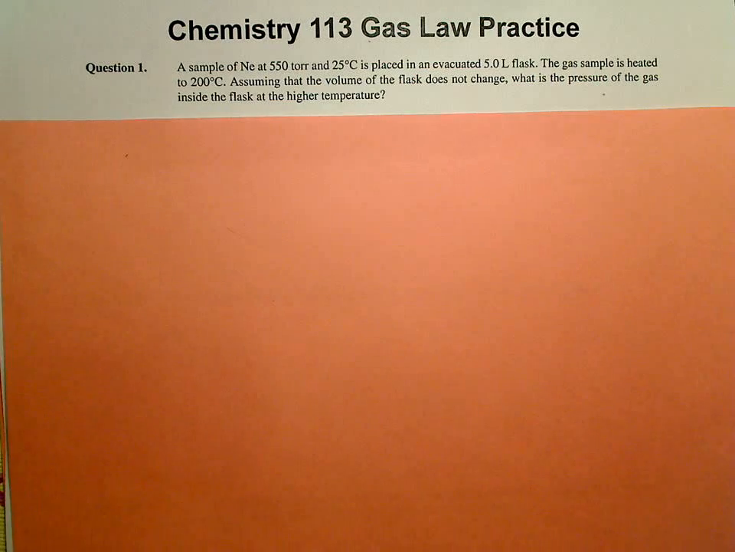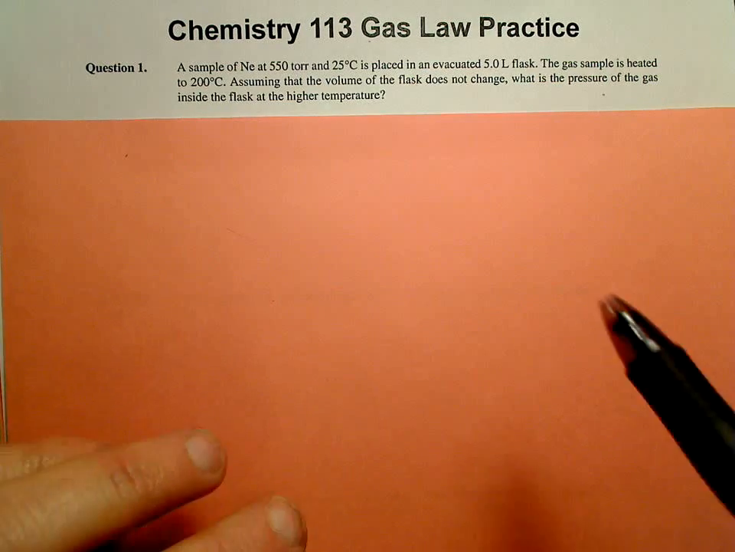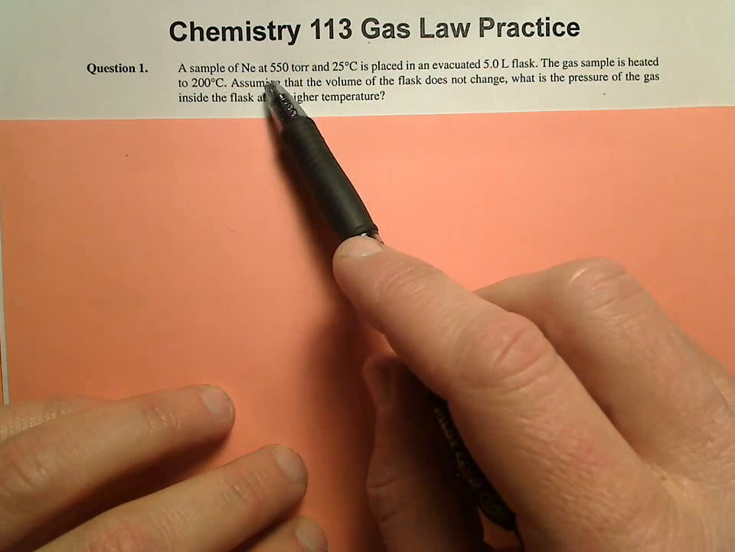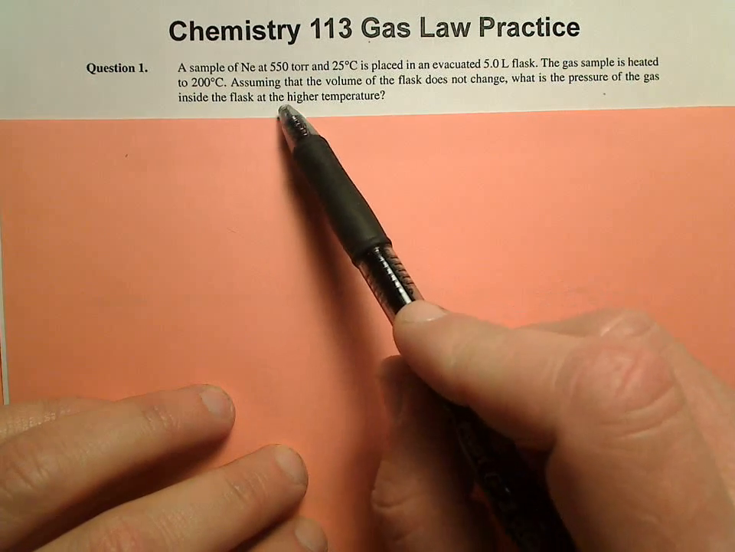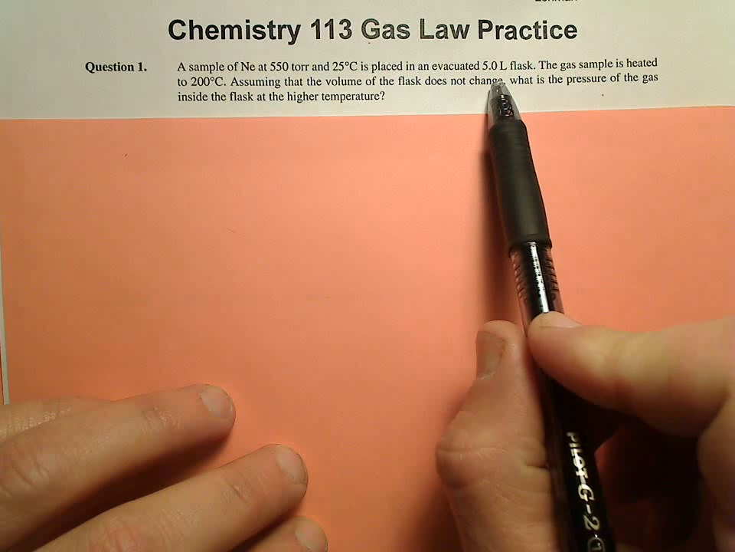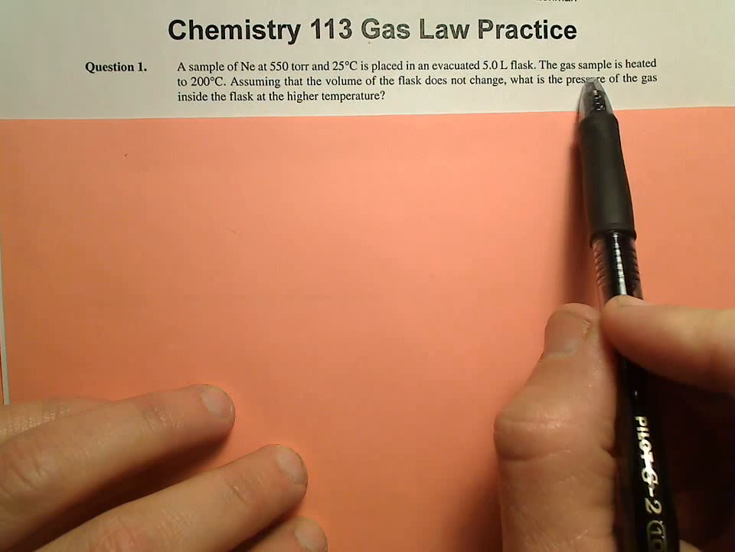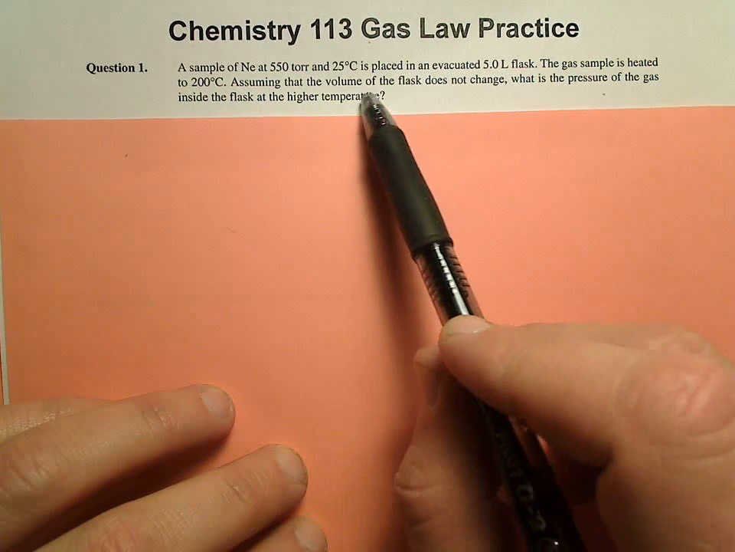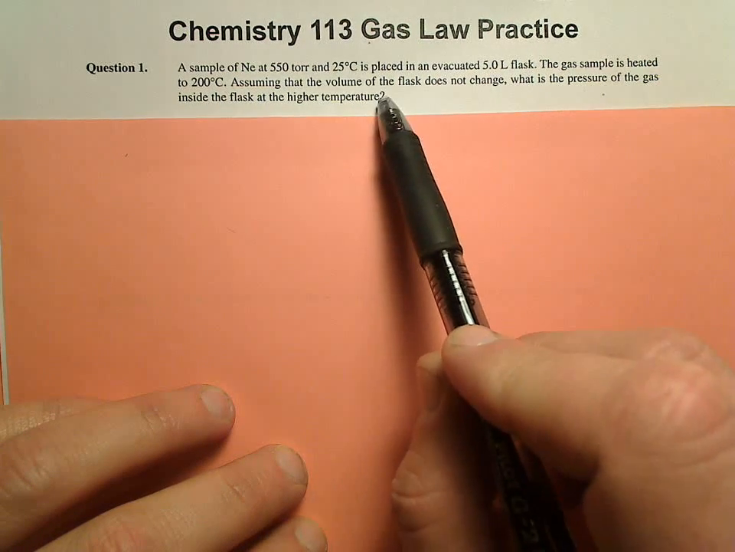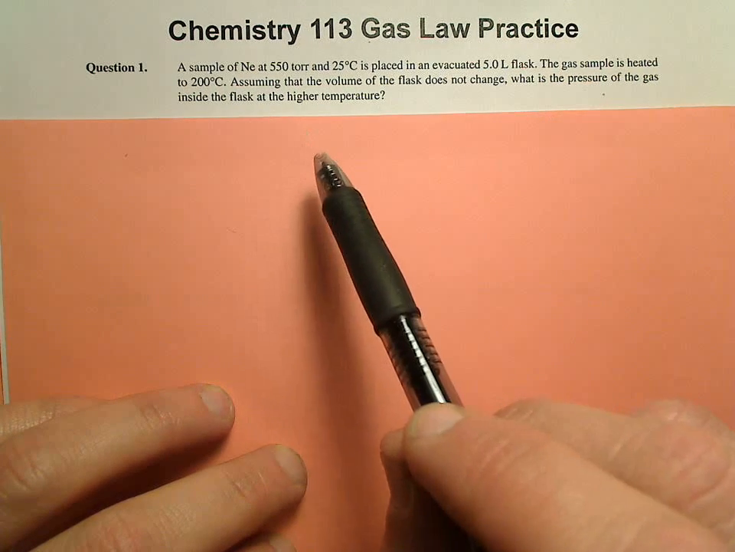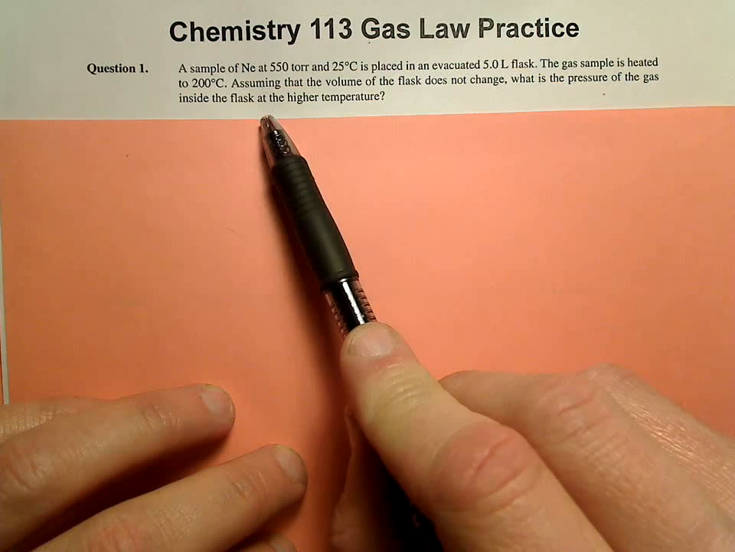Okay, let's look at the first one here. We have a sample of neon gas. Neon gas at room temperature at 550 torr and 25 degrees C is placed in an evacuated 5-liter flask. The gas sample is heated to 200 degrees C. Assuming the volume of the flask does not change, it's a hard container, what is the pressure of the gas inside the flask at the higher temperature?